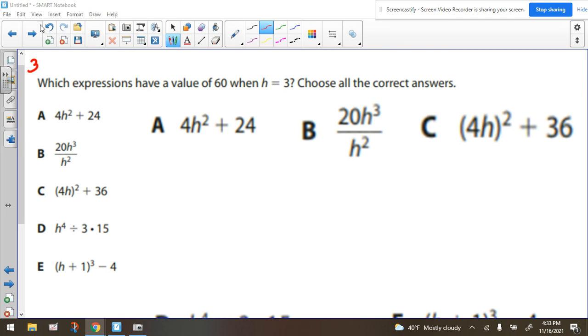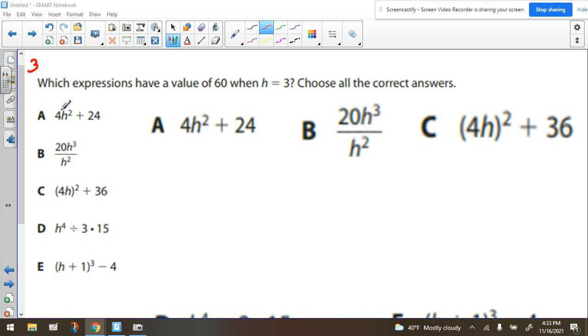We're looking at question number 3. Which expressions have a value of 60 when h equals 3? Choose all the correct answers, which when you see this, that usually implies you're going to be picking more than one. So the first thing you should do is write down each of these with plenty of workspace.